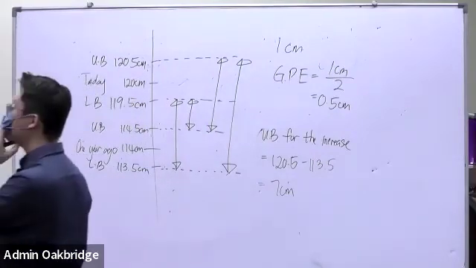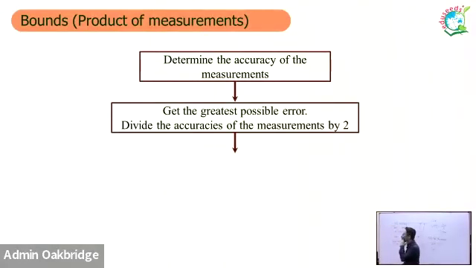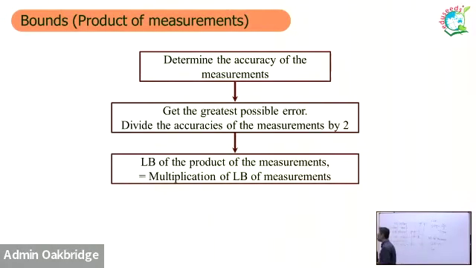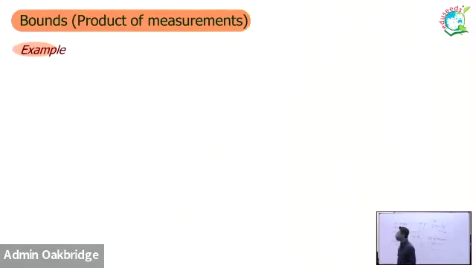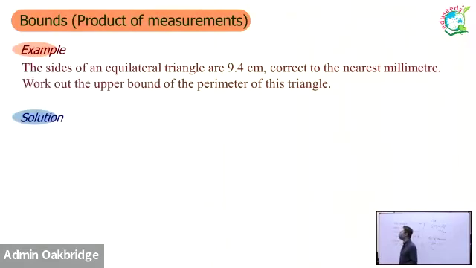Now the product is not that hard. If you want to get the lower bound of the product of measurements, just multiply the lower bounds of the measurements. This only involves 1 measurement. If you want the lower bound, just take the lower bound. If you want the upper bound, just take the upper bound. That's all. Okay, let's see this question. The sides of an equilateral triangle are 9.4 cm, correct to the nearest millimeter. Work out the upper bound of the perimeter of the triangle.